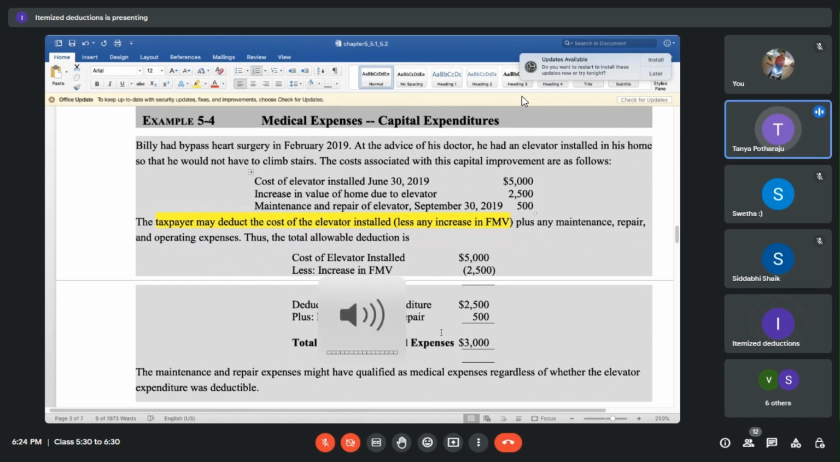So you can never actually deduct the full cost of the capital expenditure. The capital expenditure here is the cost of the elevator, which is $5,000. You can only deduct the difference between the capital expenditure and the increase in the value of his house, which is $2,500. So the difference here is $2,500, plus any repair, maintenance, and regular expenses are deductible. So his full medical deductible expense is $2,500 plus the $500. That is $3,000. Perfect.